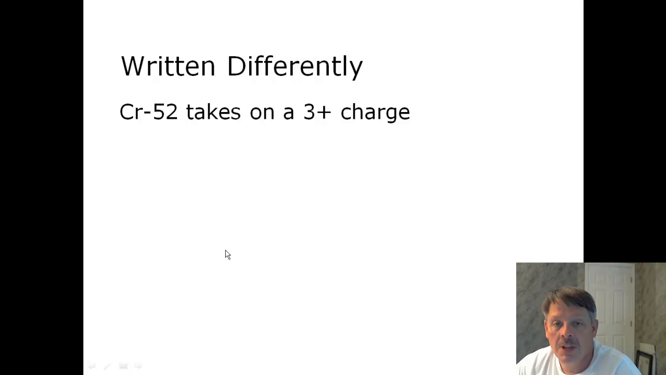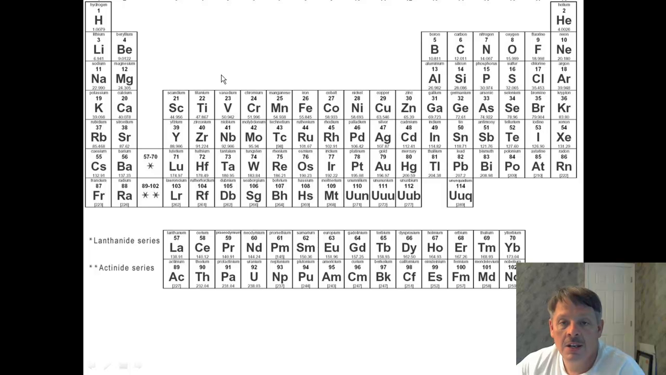All right, I can write these all sorts of ways. I can write it as chromium 52. So when I write it as chromium 52, the 52 doesn't matter when I talk about an ion. I have to figure out what the atomic number of chromium is. So I go to my handy-dandy periodic table and I look up chromium. So I find chromium, there it is, and I see that it's number 24. 24 is what I care about.